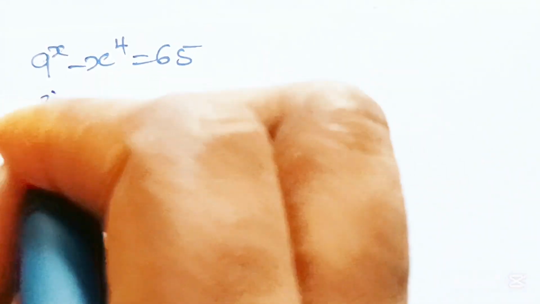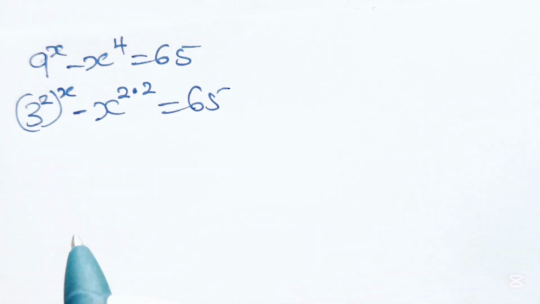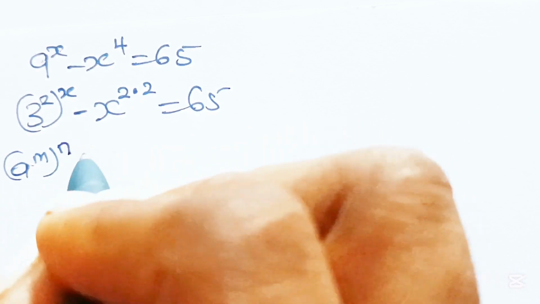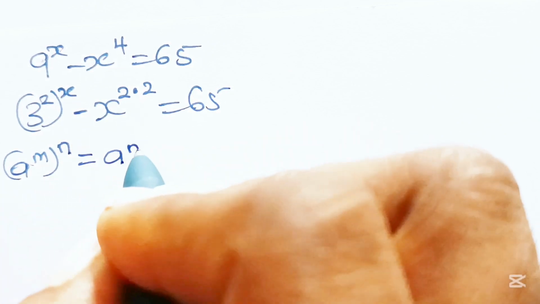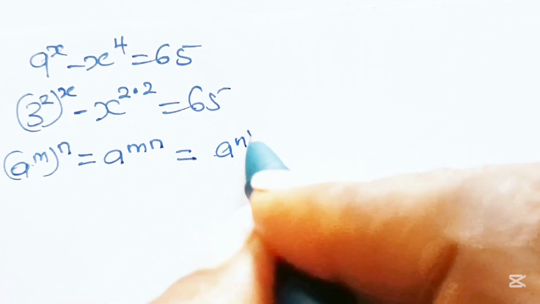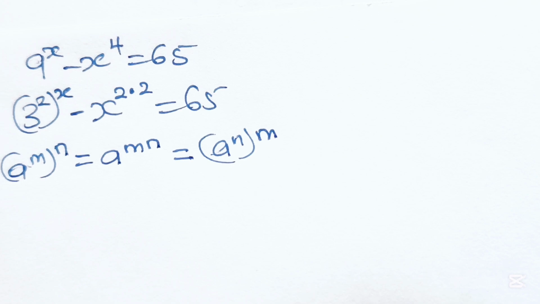So we have 3 squared raised to the power of x minus x raised to the power of 2 multiplied by 2 is equal to 65. Now, when you have a to the power of m raised to the power of n, it is equal to a to the power of m times n, which is also equal to a to the power of n raised to the power of m. Okay? Excuse me, please, pardon my voice, I lost my voice.